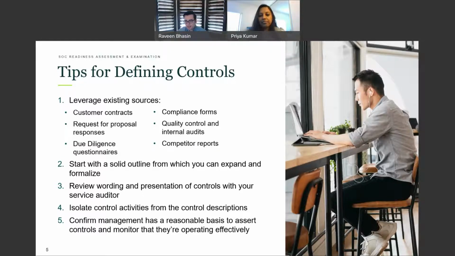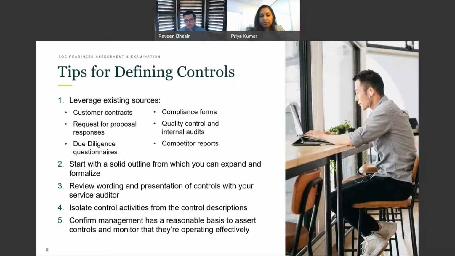So all of these things can be good basis for identifying your key controls, making sure you've got the areas identified. If you're doing a SOC 1, then you obviously want to look at your business process as well and understand where the key control points lay within those. Once you have a solid outline, you can go ahead and start building upon that. The review of the wording and the presentation of those controls is something that you would collaborate with your readiness assessment consultant, aka examiner potentially, and make sure you're wording them appropriately and you're identifying the key components.